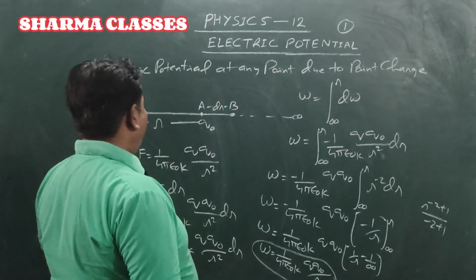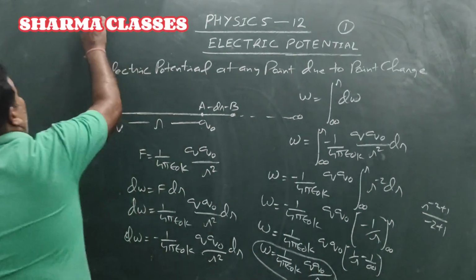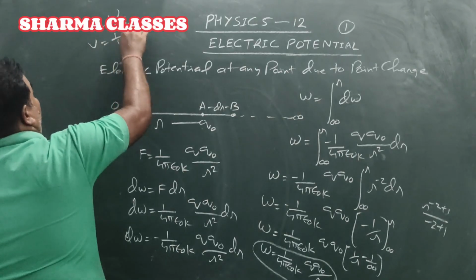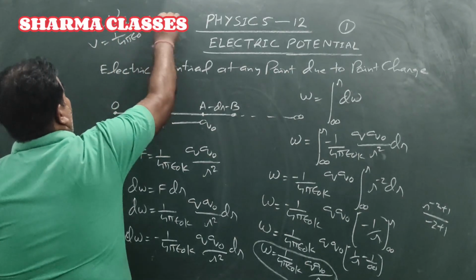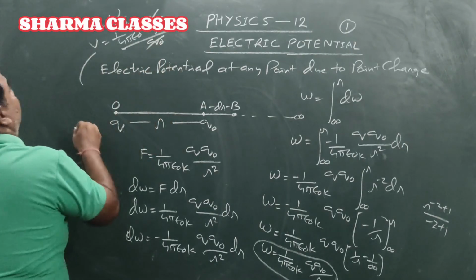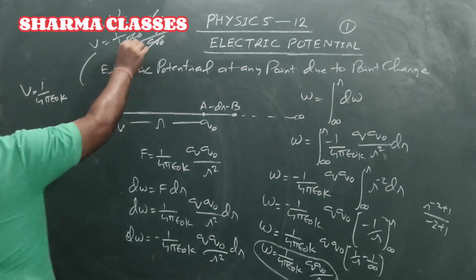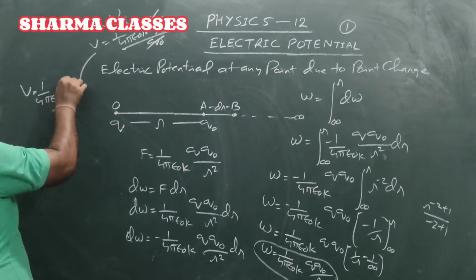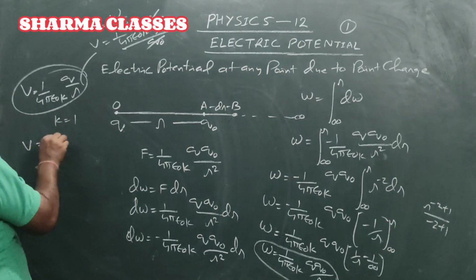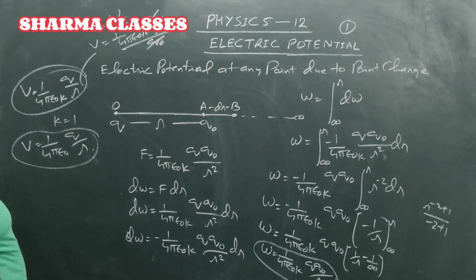So the electric potential at point A, V, is equal to W upon q naught. W is 1 upon 4 pi epsilon naught K, q naught upon r, divided by q naught. q naught cancels out. The potential is V equal to, the final formula, 1 upon 4 pi epsilon naught K, q upon r. And for air or vacuum, the value of K is 1, so V is equal to 1 upon 4 pi epsilon naught, q upon r. This is the electric potential at point A.